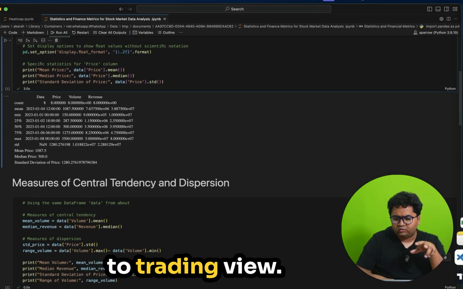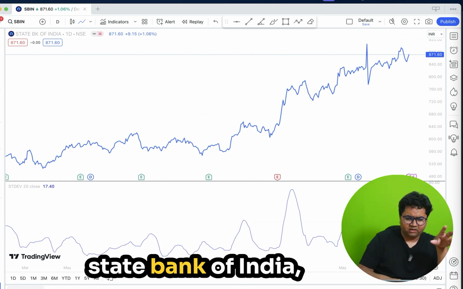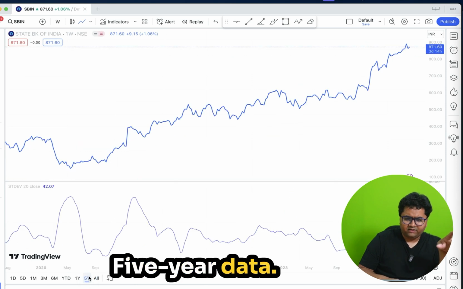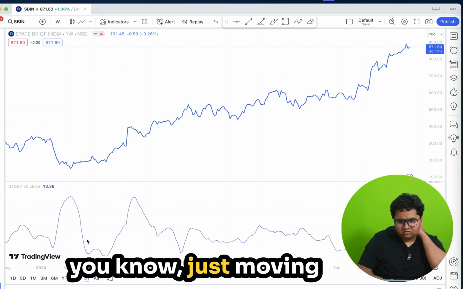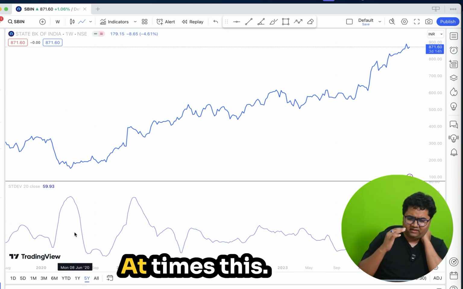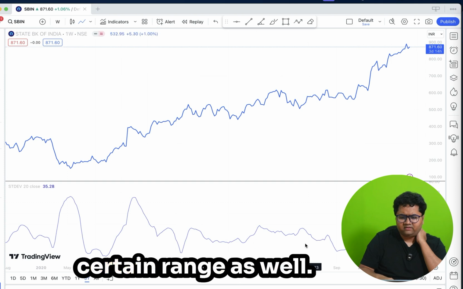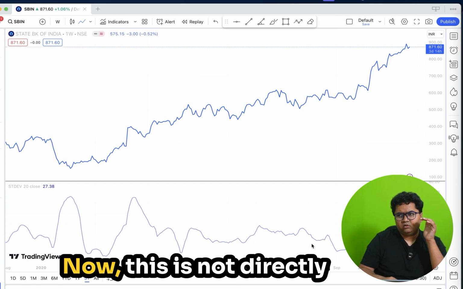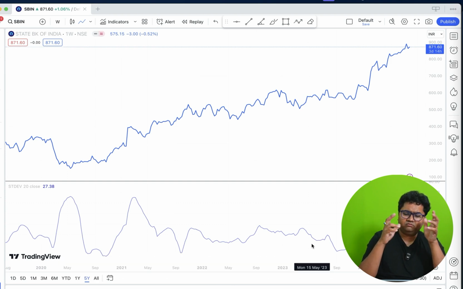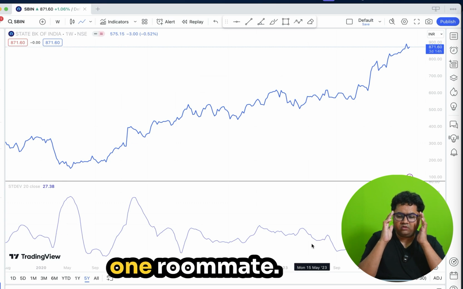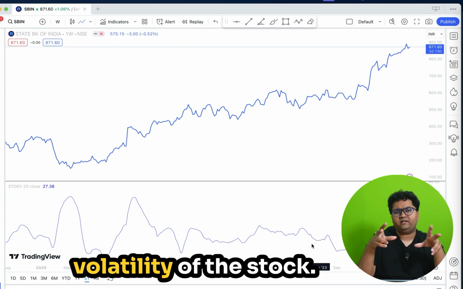So let's hop over to TradingView and see something interesting. So when you look at something like State Bank of India's 5-year data, you would see that the standard deviation is just moving a little here and there. At times it's very high, but then it's probably consistently in a certain range as well. Now this is not directly tying to a trend. The intent here is not to show a trend or an upward or a downward movement. However, using a standard deviation, you can understand the volatility of the stock.